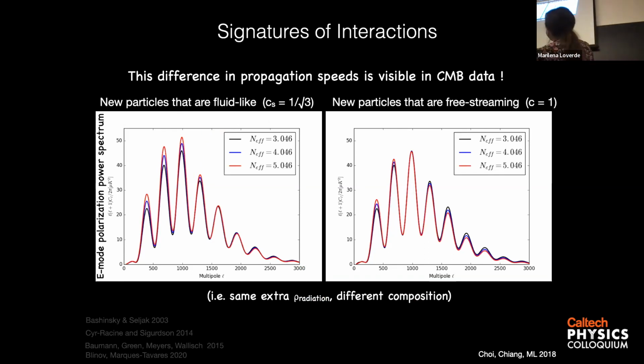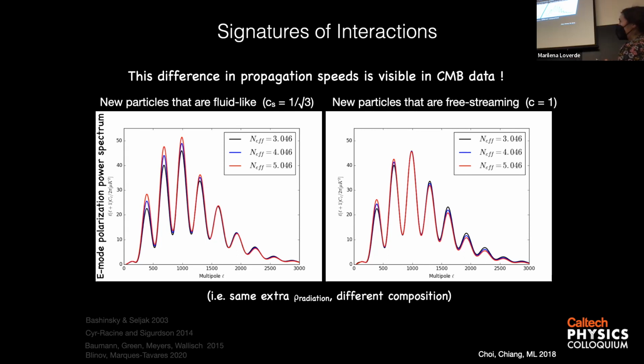And these two plots show the power spectrum of the E-mode polarization. And in both plots, I show the effect of changing the amount of relativistic particles in the early universe. So the black curve looks like the standard model, and the blue and red curves, I add energy in relativistic particles in the early universe in units of like 1 neutrino species, keeping things fixed like the matter radiation equality time and the horizon scale.